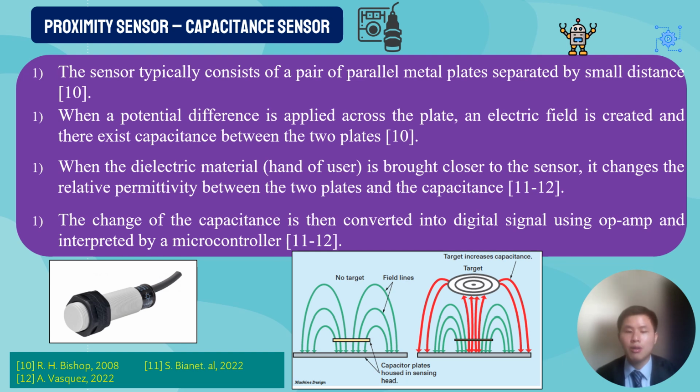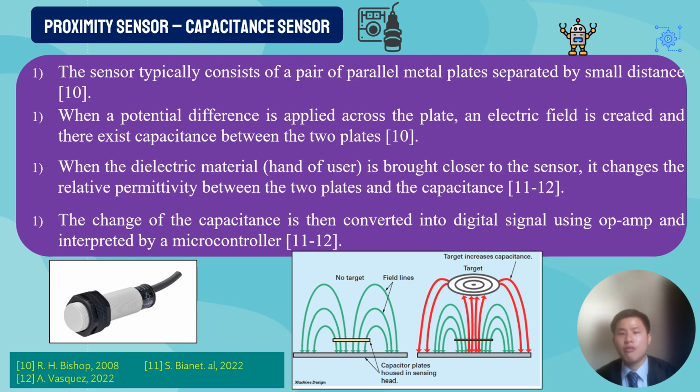Different from the infrared sensor, the capacitance sensor consists of a pair of parallel metal plates that are separated by a small distance. So when there's a potential difference applied to the plates, an electric field is generated, and therefore causes capacitance to exist between the two plates.